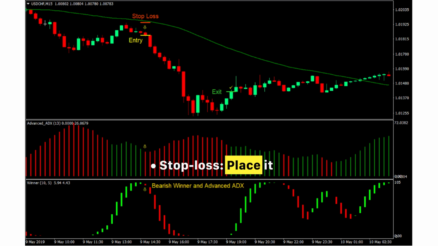Stop loss. Place it at the fractal, below the entry candle for longs, above for shorts. Exit. Close the trade when either the ADX histogram flips color or the AFL winner bars reverse.